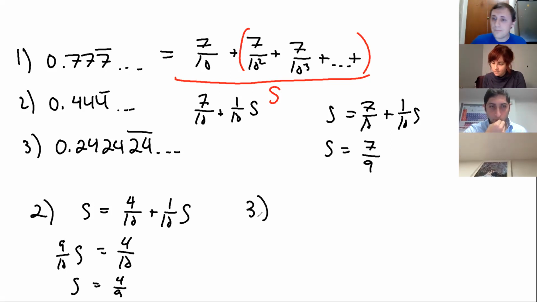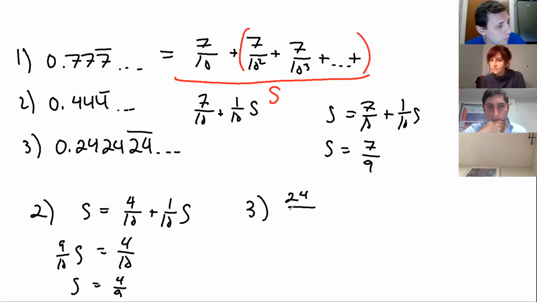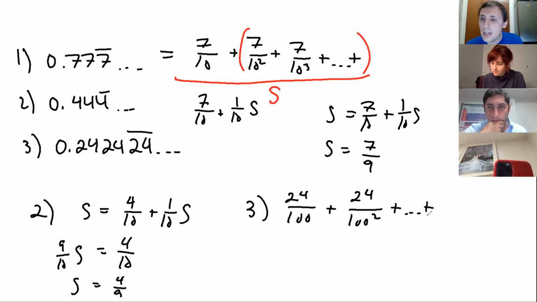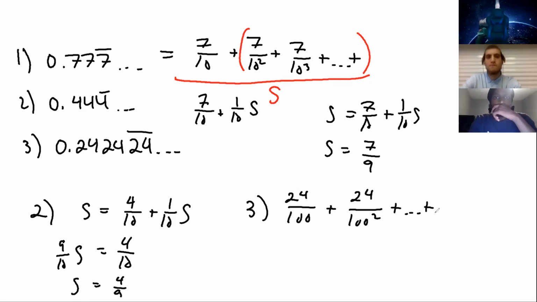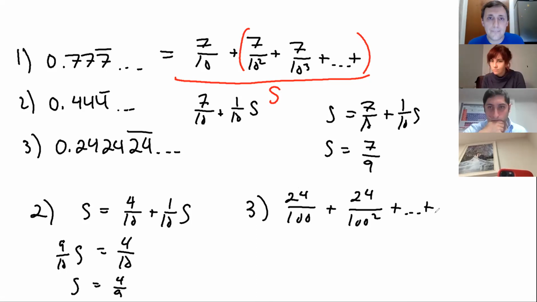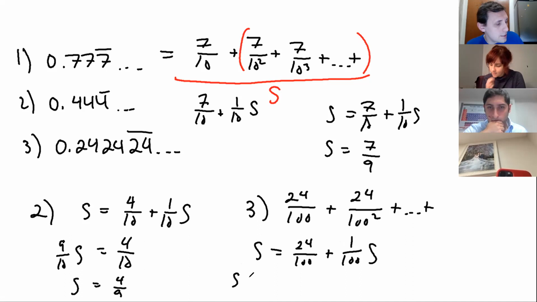For number 3, you can do it as 2 over 10 plus 4 over 10 squared, but it's nicer to think of it as 24 over 100 plus 24 over 100 squared, and so on and so forth, right? It's much nicer to deal in base 100. Yes? And so what's the result? The result is that S equals 24 over 100 plus 1 over 100 S, which makes S equal to 24 over 99.